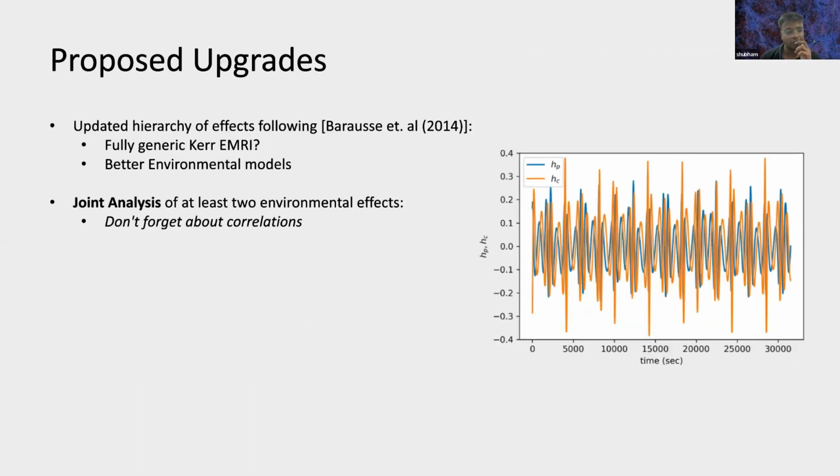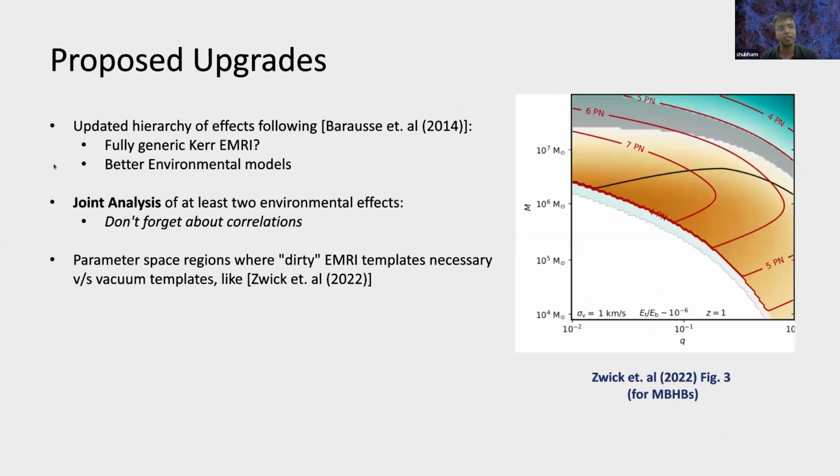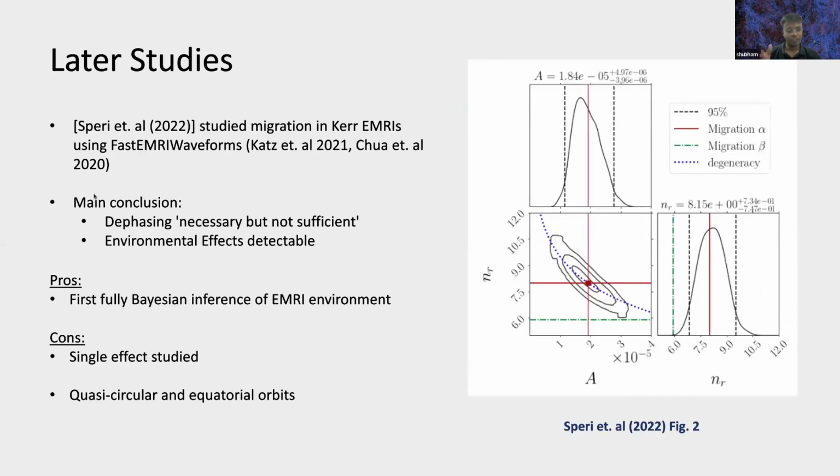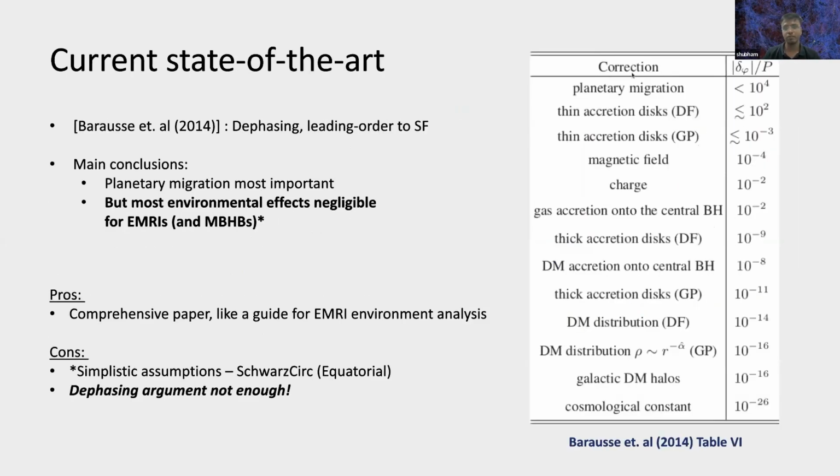Sure. So right now I'm working, as I mentioned, on these joint analyses. I am taking just from this Barausse et al. analysis, they made this hierarchy. So I'm literally picking up these two most dominant environmental effects, the planetary migration and thin accretion disk dynamical friction effect, and I am using their parameters together with the vacuum EMRI template. And right now I've only done a Fisher analysis. The next step is to do a full Bayesian inference.